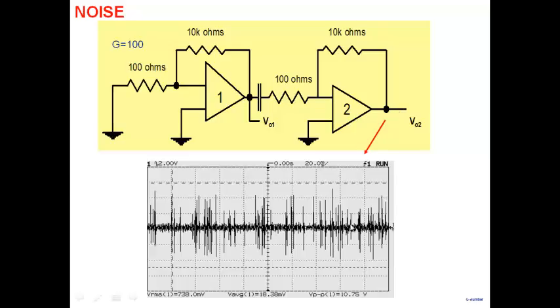Where has it come from? I've not applied anything at the input. Where has it come from? 750 millivolts of RMS voltage here. That's significant, right? 750 millivolts is a significant number here. Where has it come from?